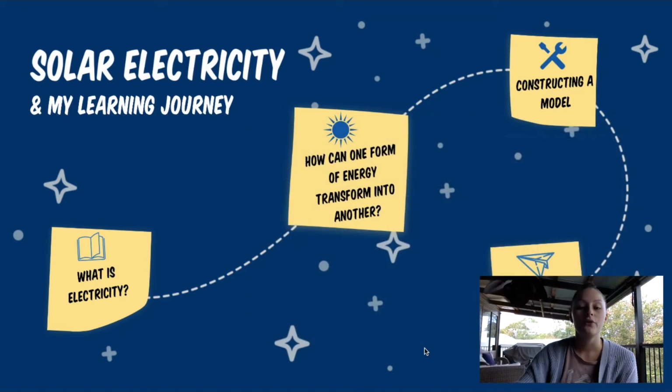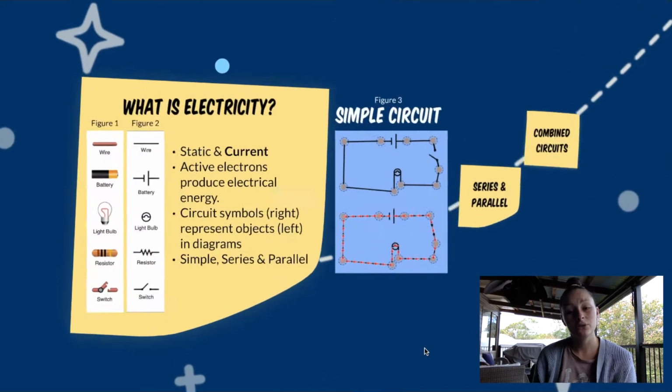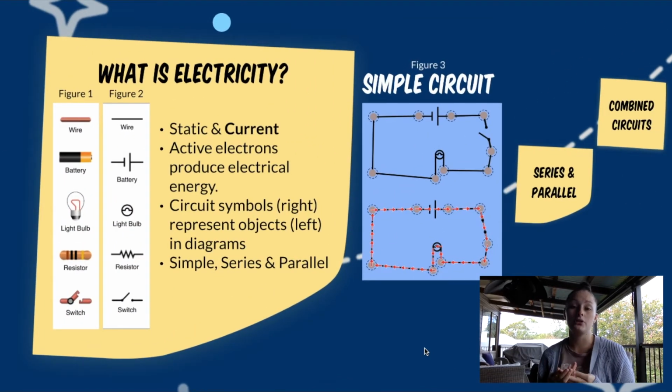So, first of all, what is electricity? We know there are two types of electricity. We have static and current electricity, which will be our main focus for today. Current electricity is produced by active electrons that generate what we call a current of electrical energy. These electrical currents can then be represented in diagrams of various circuits. For example, we look at figure 3.